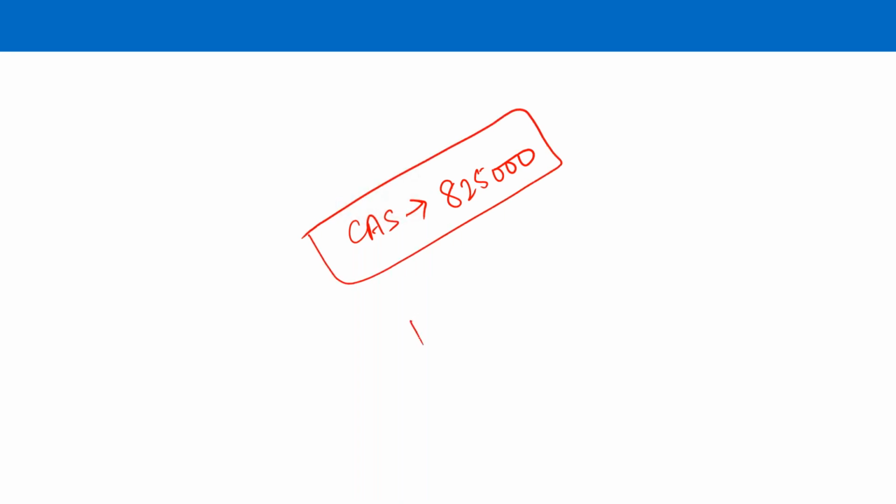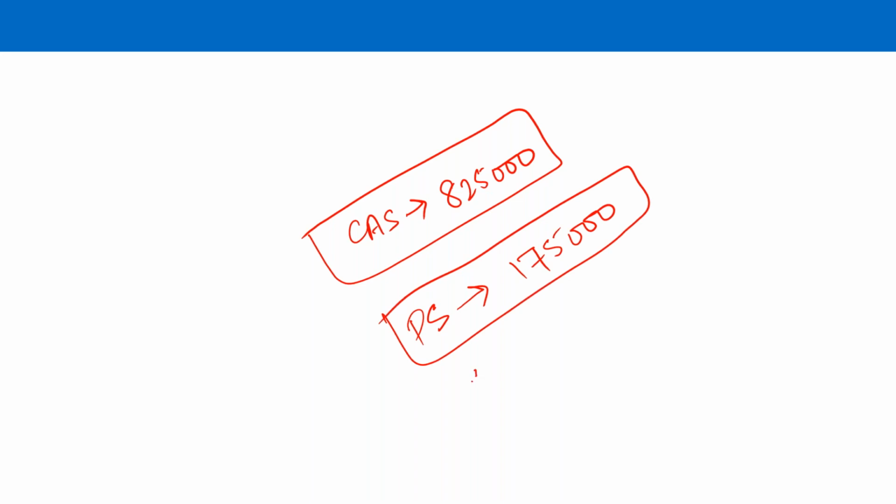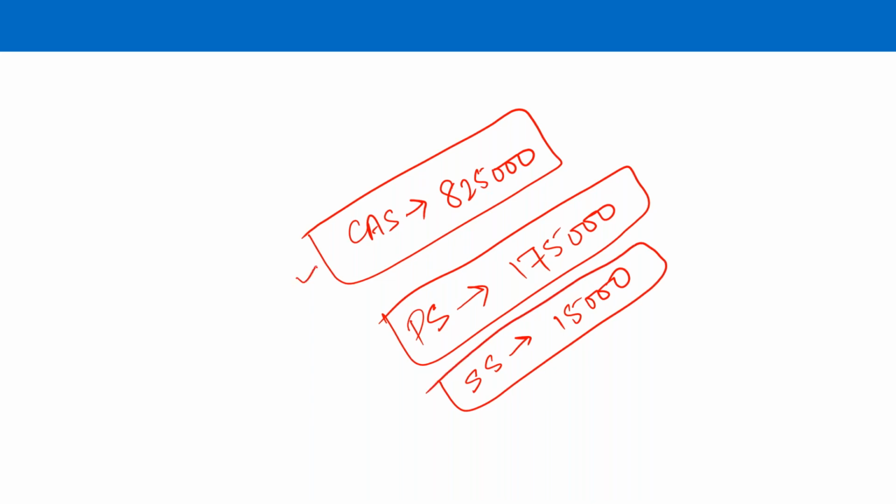Now, one more thing I actually missed to explain: a central administration site can support up to 825,000 devices. That's the maximum capability of a central administration site. A primary site can have a maximum of 175,000 devices. A secondary site can support up to 15,000 devices. These are the maximum capabilities of these sites. Central can have maximum these clients, primary and secondary.